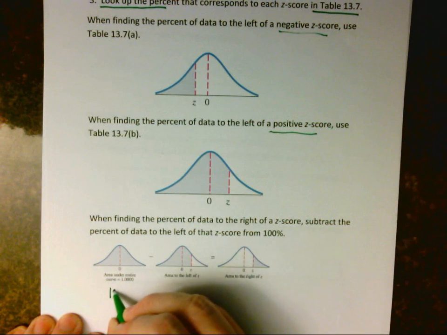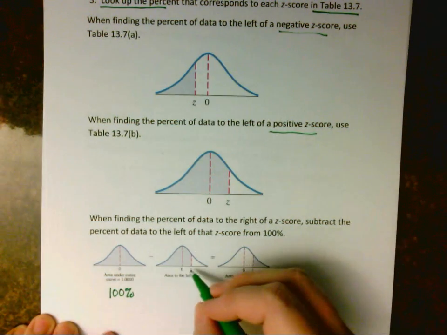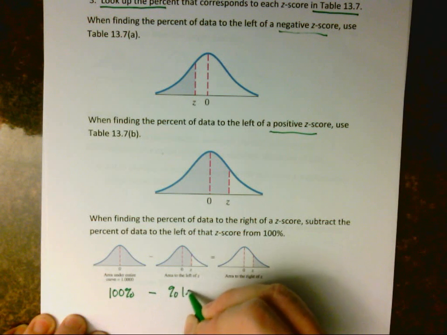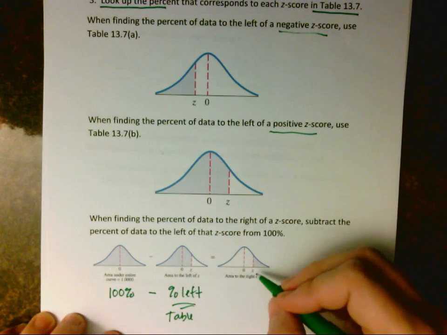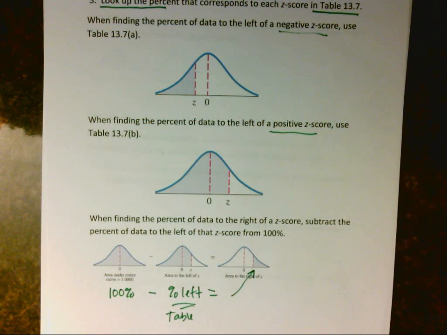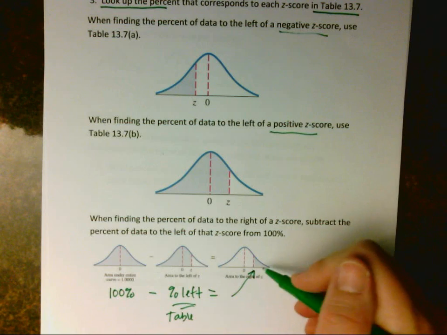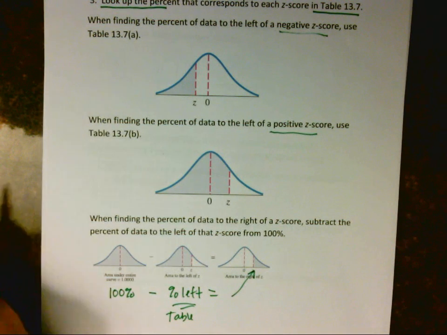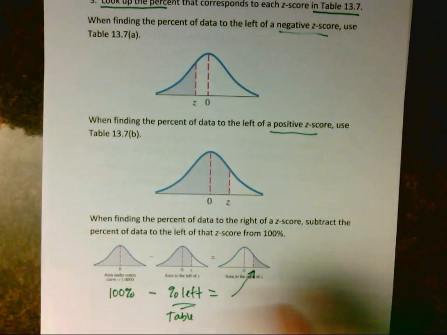We're going to start by taking 100%, which would be the whole curve, and subtract the part that's on the left by looking that up on the table. And what's left will be the part that we want on the right. So you take the whole thing and you subtract off the part you don't want, and that leaves what you do want. And finally, we're going to do examples with all of these in a minute.